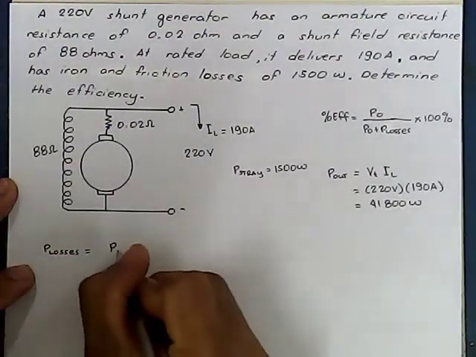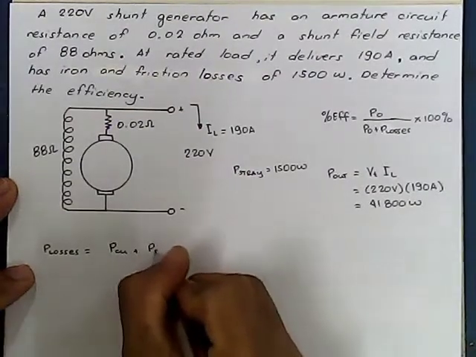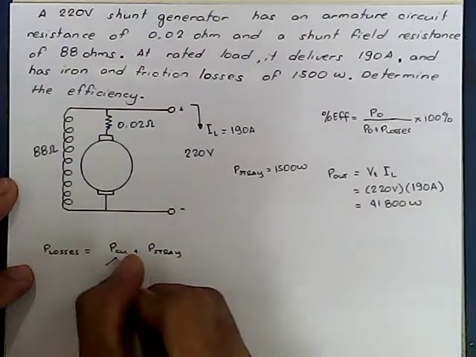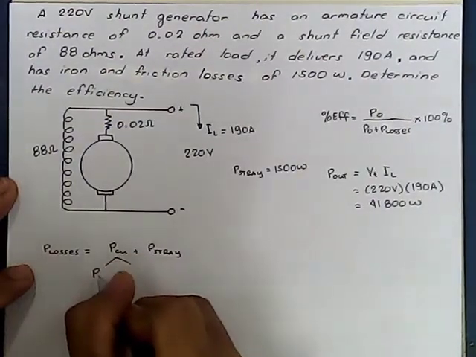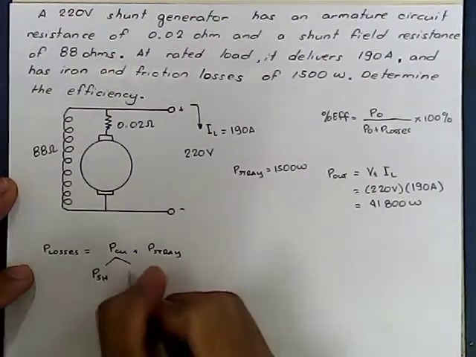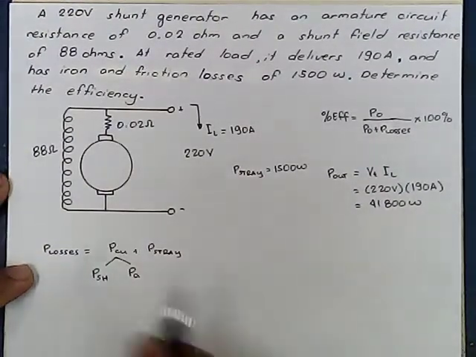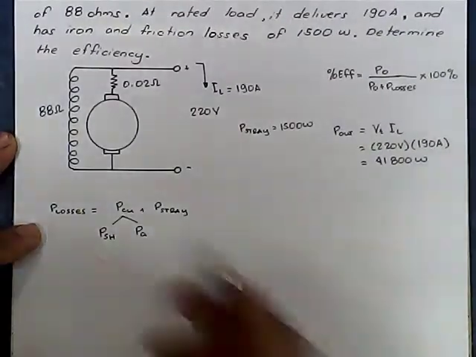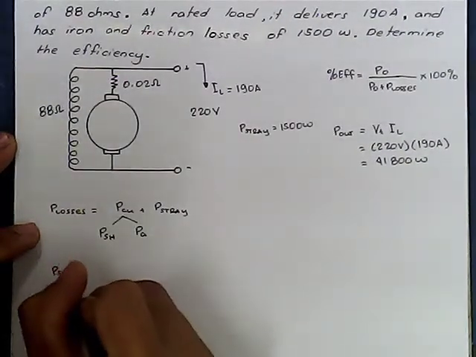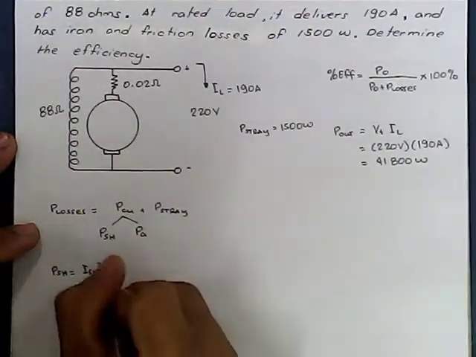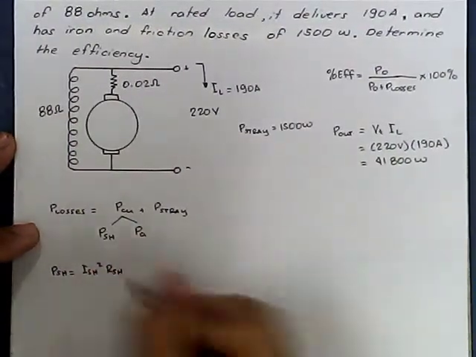Now for the power loss, again we have the copper losses plus yung stray losses. Although for copper losses, meron tayo yung shunt field copper loss and yung armature copper loss. Unahin natin kunin yung shunt field copper loss. Formula, ISH squared times RSH.